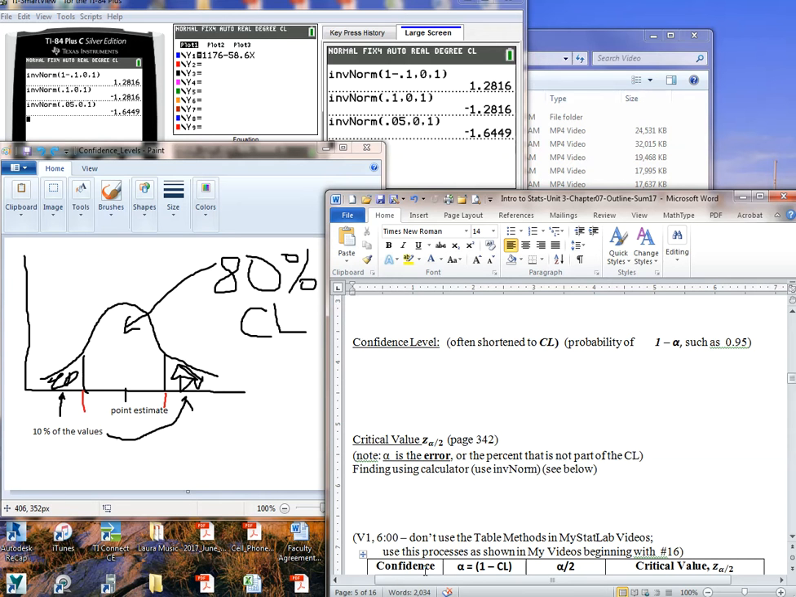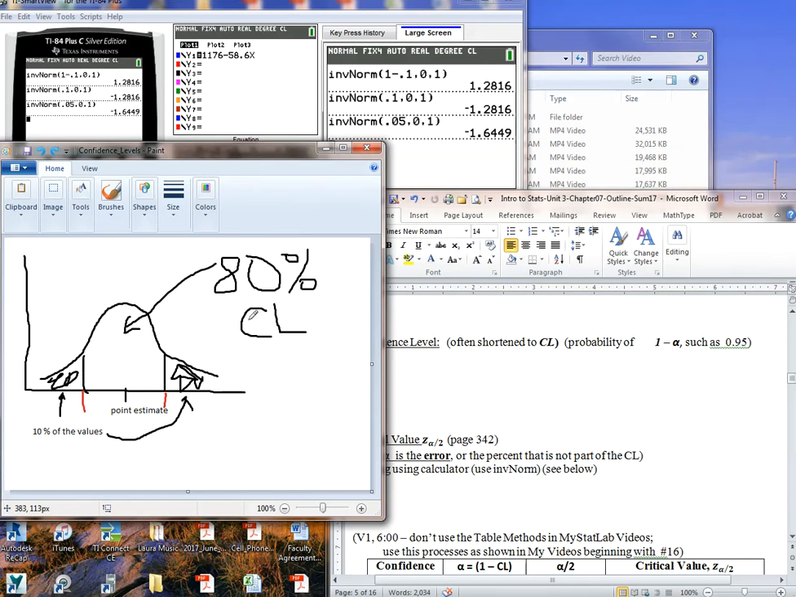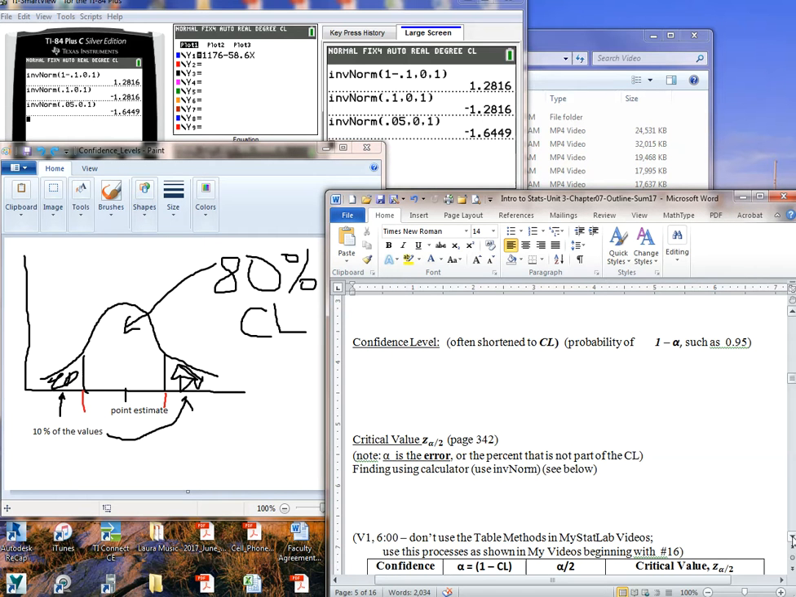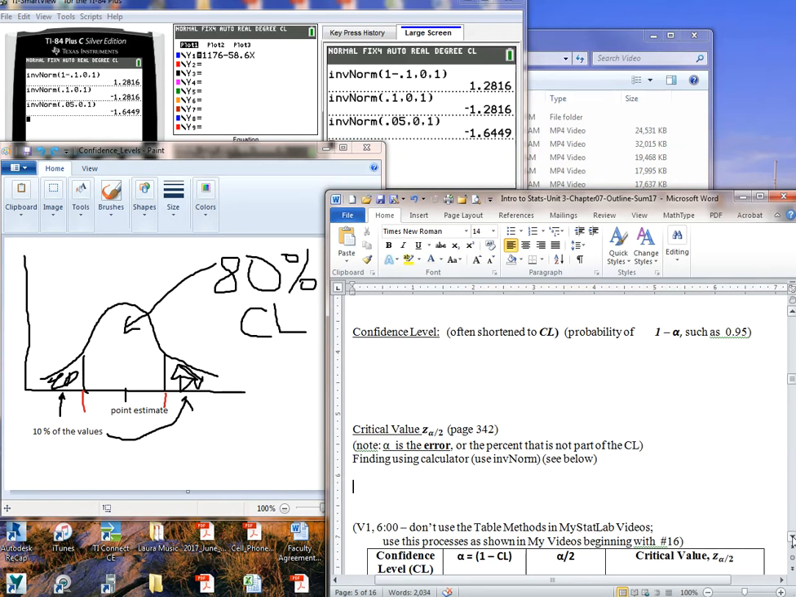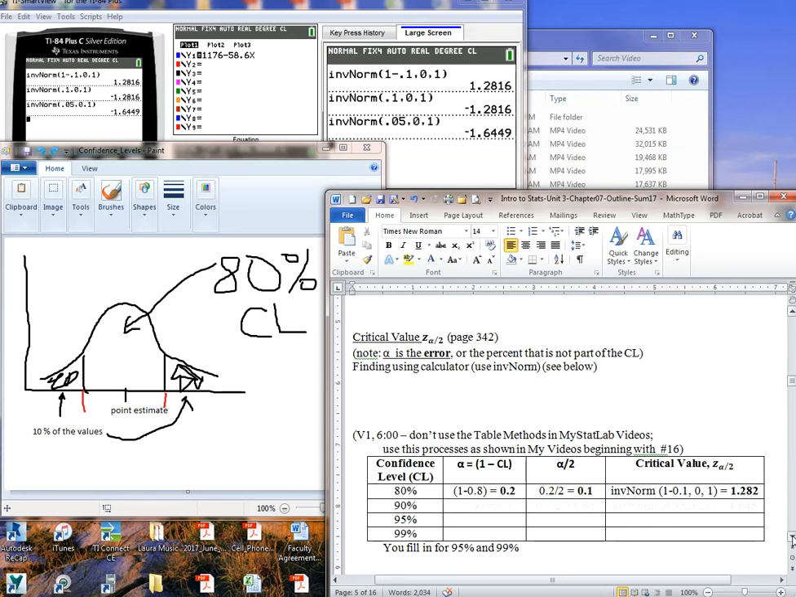This video is a continuation of some of the Chapter 7 stuff, and you can see the screen in the back. This was what I made up to show where the 80% confidence level comes from. Now what we're out to do is find out what these critical values are here. I'm going to refer to page 5 of the outline notes, and I've got that up here. You can pause this if you want to get to page 5.